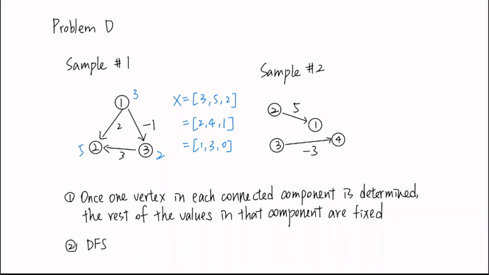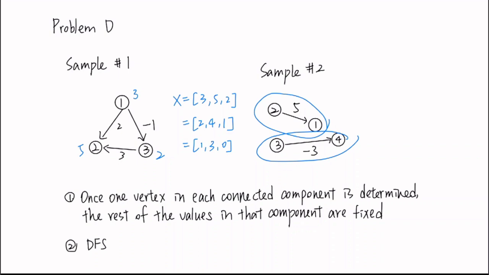However, there can also be many components. For example, sample input 2. The entire graph is not connected, but is instead split into these two groups. So for each of the connected components, we can just determine one of the values. And then we can find the values for the other vertices.